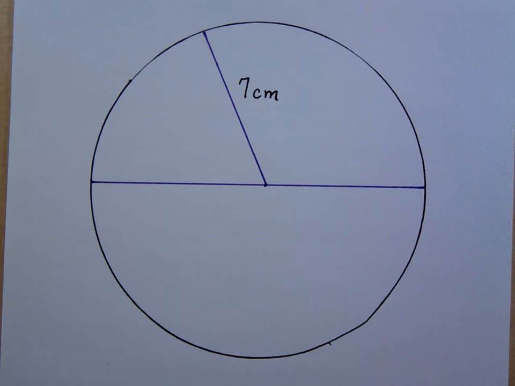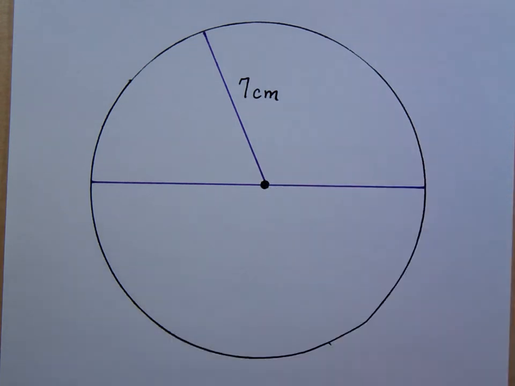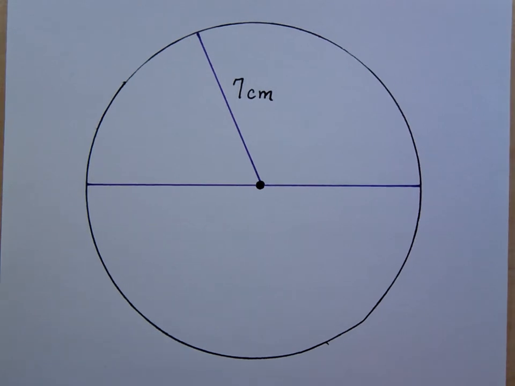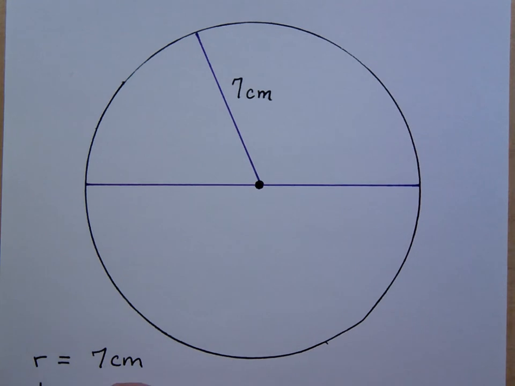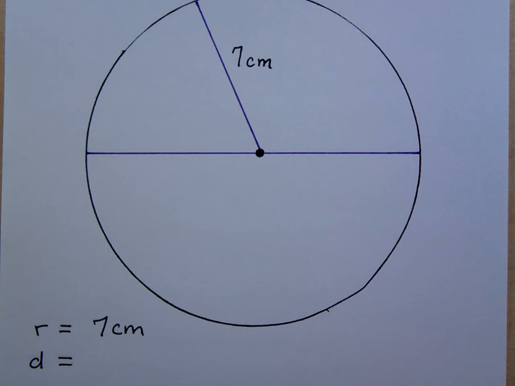Now, I have the circle. Here's the center of the circle. My question to you is, what is the diameter? If I'm telling you that the radius is equal to 7 centimeters, how would you find the diameter? You would multiply it times 2, right? Okay, so the diameter is what? 14 centimeters, do you all agree?